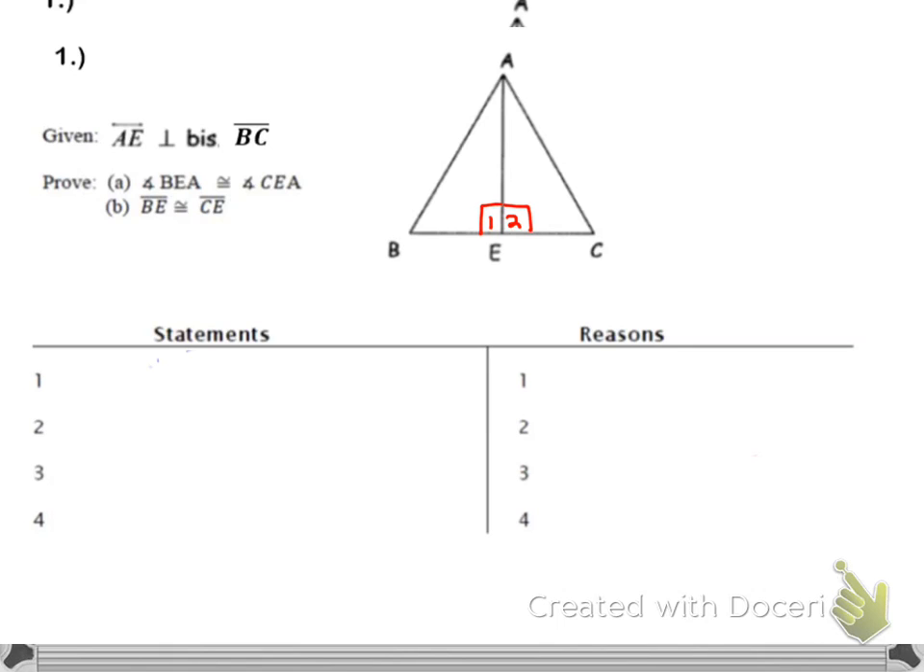The second part states that it's also a bisector. So I know it's going to bisect segment BC. E is the midpoint, so I know that BE will be congruent to segment CE, which are the two things I have to prove here.